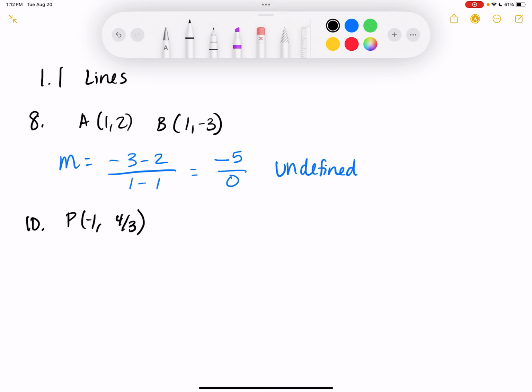Point slope form, once I learned how to do it. It's not what this is, but yeah. That one says it wants us to write an equation of the vertical line and of the horizontal line through the given point. Oh, okay, so we have x equals -1. Okay, y equals 4/3.